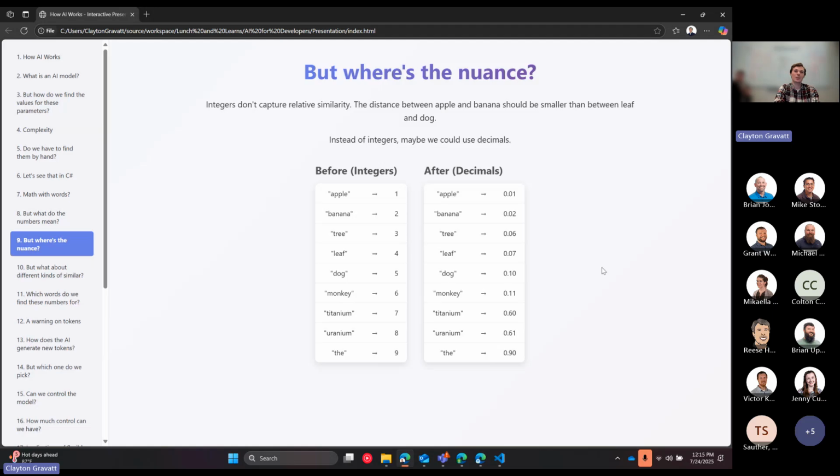So instead of using integers, maybe we can use decimals along the way too. So apple and banana can now be very, very close together. And then there's a bit of a jump to get to a tree. Moving down here, titanium and uranium are very close together. There's a big jump from monkey, for example. So these decimals feel a little better than using an integer, but there's still a problem with this.